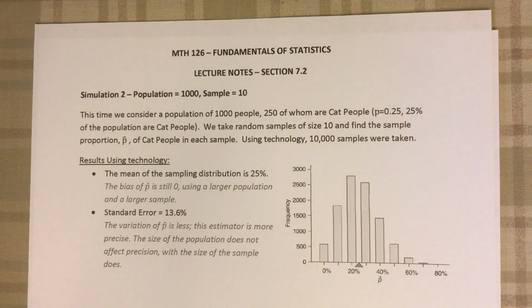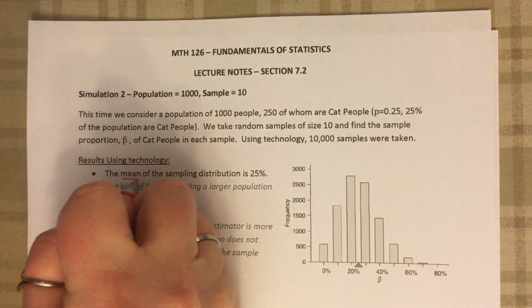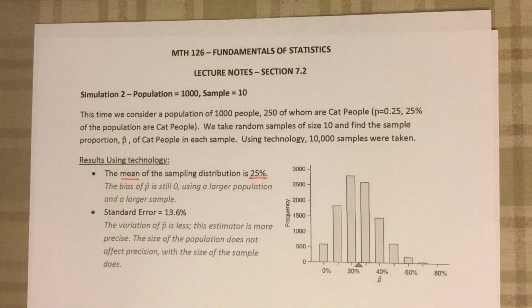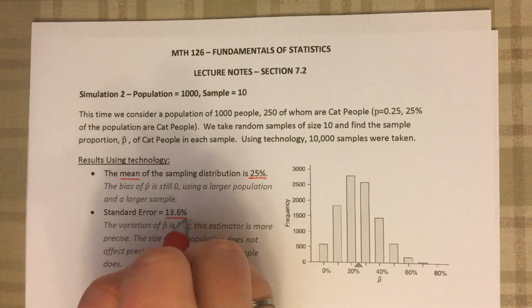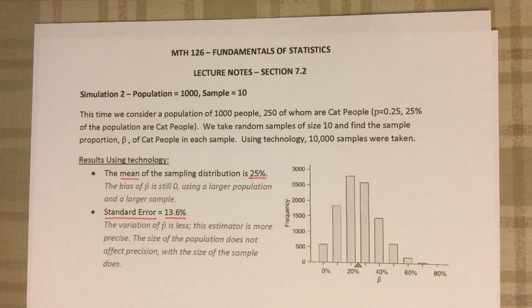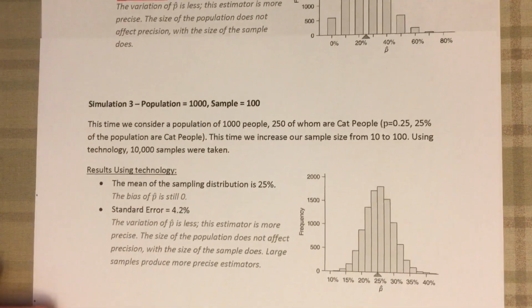Again, we're going to generate this using technology. Our mean is 25%. Again, that's the same as our original P, so we are unbiased. Our standard error is 13.6%. Notice that our standard error decreased a little bit from our last example. We went down from 16.4% to 13.6%. This estimator is a little bit more precise than our previous simulation. And what this actually has to do with is the size of our sample. It's not necessarily the size of the population. In this case, it's the size of our sample.